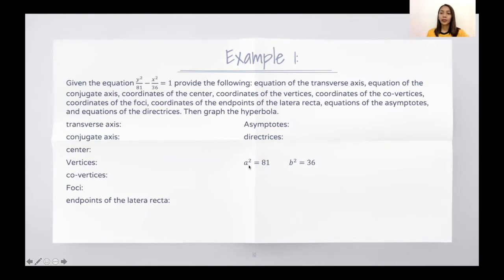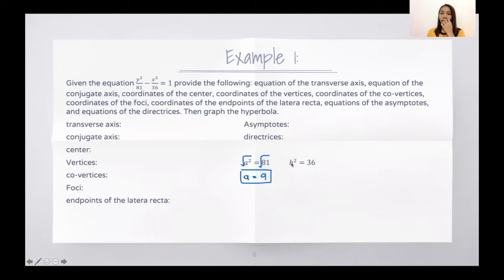We know that a squared is equal to 81. And we know that b squared is equal to 36. Now, to find the value of a, we are just going to get the square root of both sides. So the square root of a squared is a, and the square root of 81 is 9. So we already have the value of a, which is positive 9.